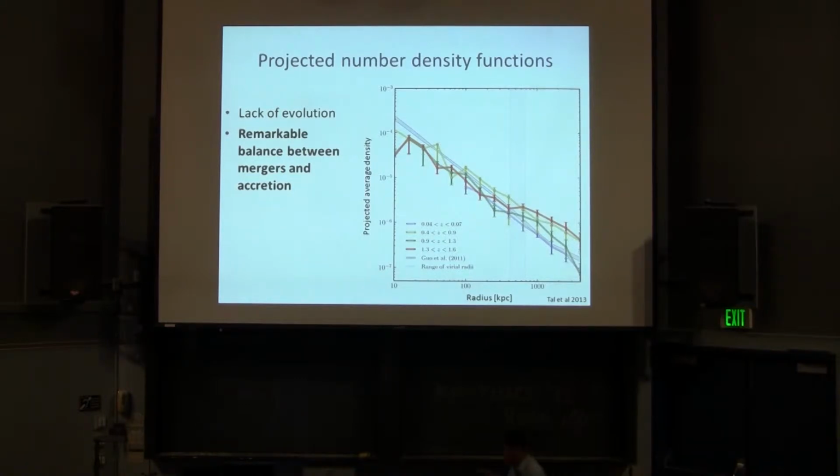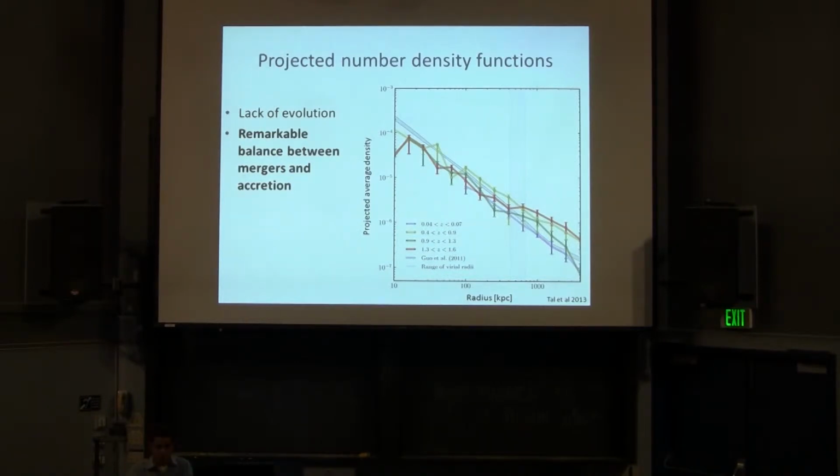The most interesting thing that you can see here immediately is that there's essentially no evolution. Essentially, all the curves lie on top of one another. A naive interpretation would be, OK, this is a static halo model. I mean, there are no mergers, nothing's going on with these satellites.